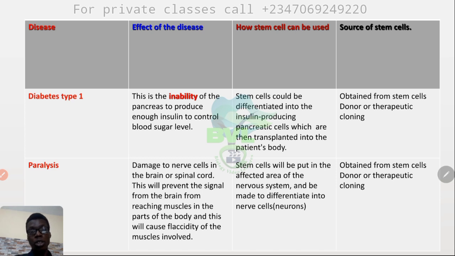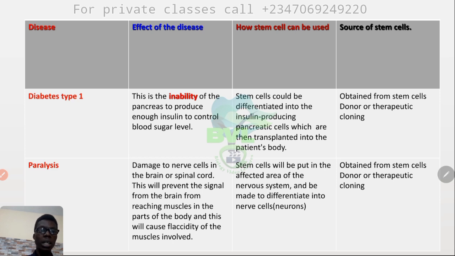I will talk about therapeutic cloning later as a lecture in itself. So stem cells taken from embryo are cultured and grown in the laboratory. Then they form the kind of cell you want, the islet of Langerhans cells. Then you take that into the person's body. Then another one is paralysis. It says damage to nerves in the brain or spinal cord will prevent the signal from the brain from reaching the muscles in that part of the body, and this will cause flaccidity of the muscles involved.